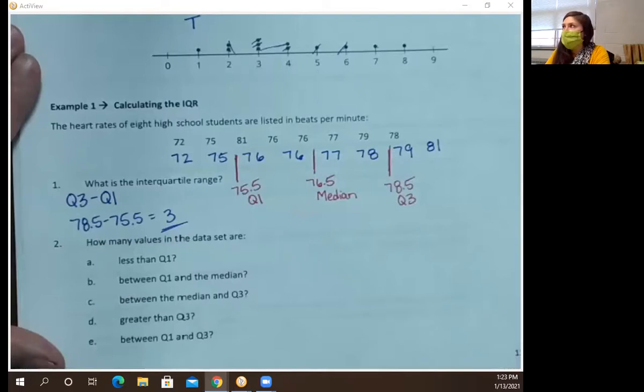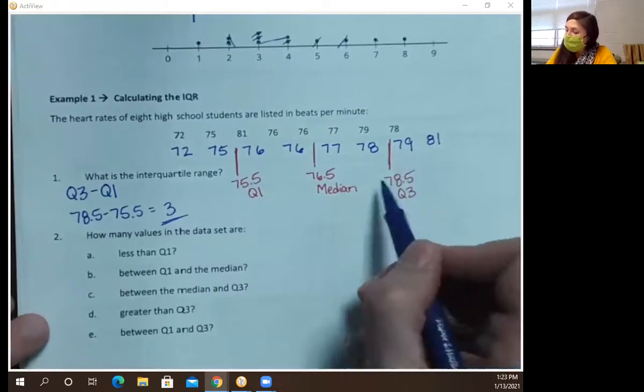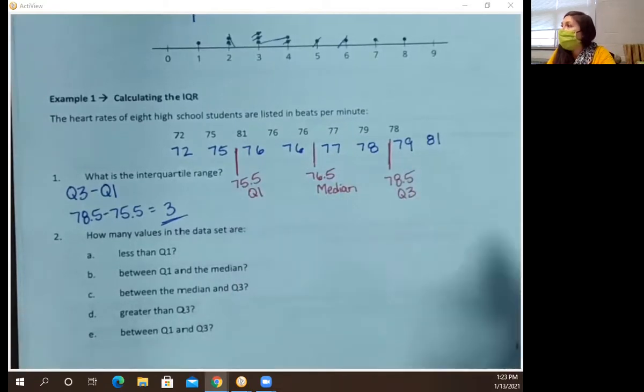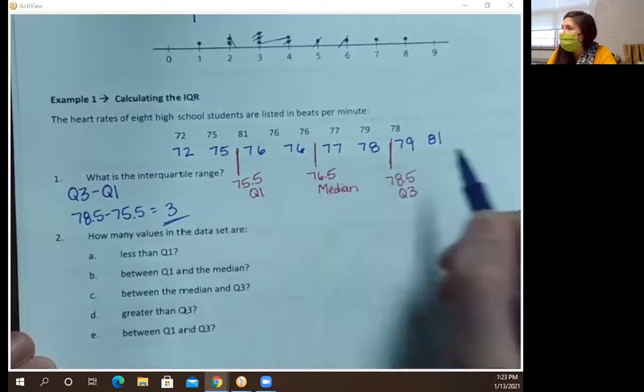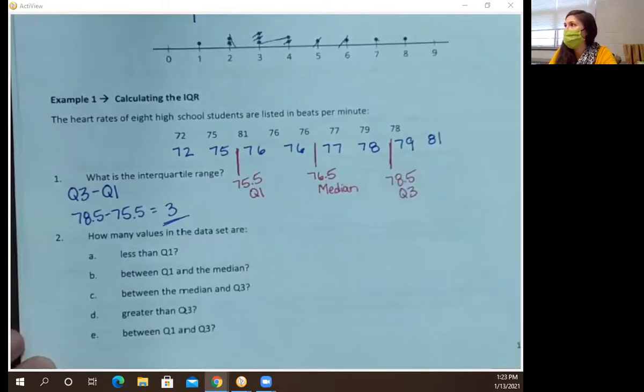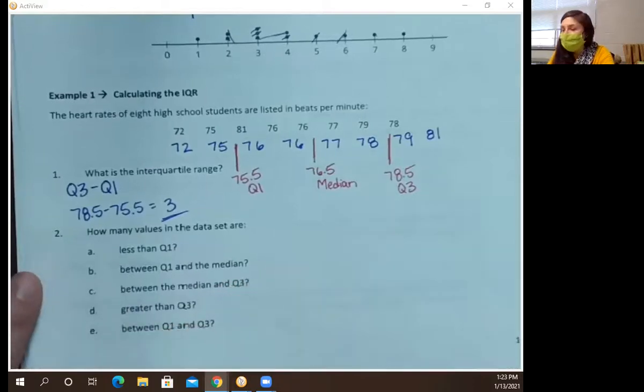Questions for me so far? Okay. So remember that when we split our data into these quartiles, we're splitting it in fourths. So I should not be surprised that I have the same amount of values in each of these sections, right? I took 8 things and I split it into 4s, right? Split it into fourths. So for number 2, this is kind of just reinforcing that point.